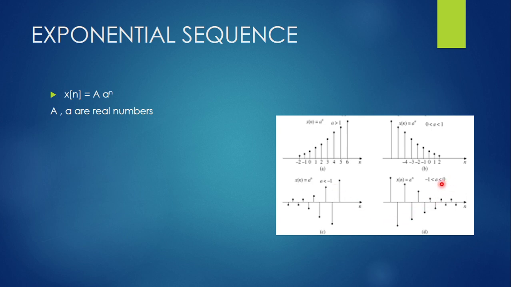Similarly, if A is between 0 and minus 1, like minus 0.2, minus 0.1, something like that, then it will be exponentially decreasing along with the alternate signs of the values. So in exponential sequences, we have four types of sequences depending upon the value of A.